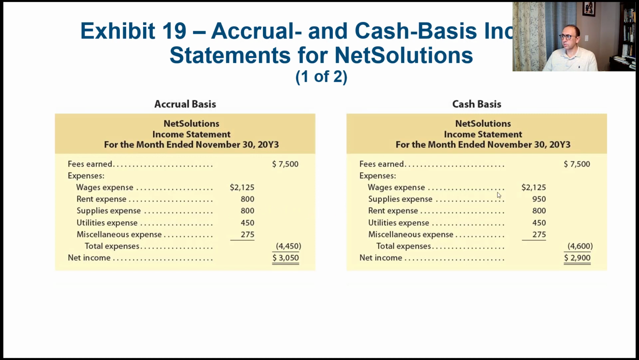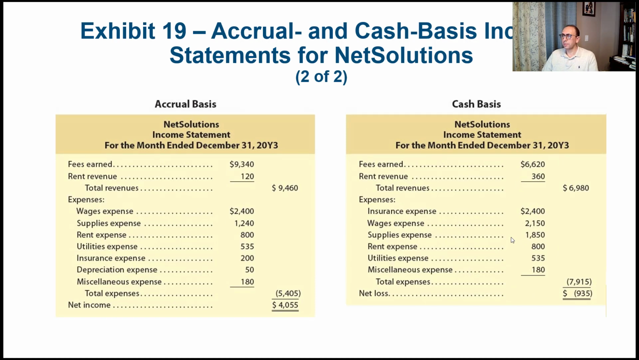The supplies are the ones that are different because here we paid for the supplies. So supplies is considered to be an expense when we pay for it in total. That's under the cash basis. On the accrual basis, it's only recorded when it's used. Utilities are the same, miscellaneous expenses are the same. So the only difference in this case was the amount of supplies.